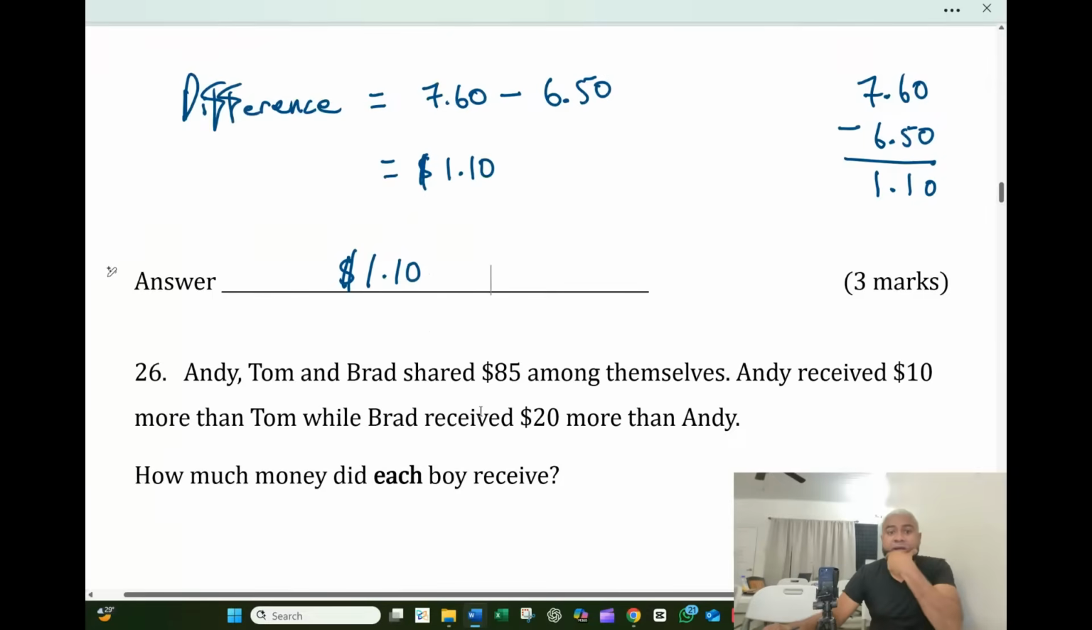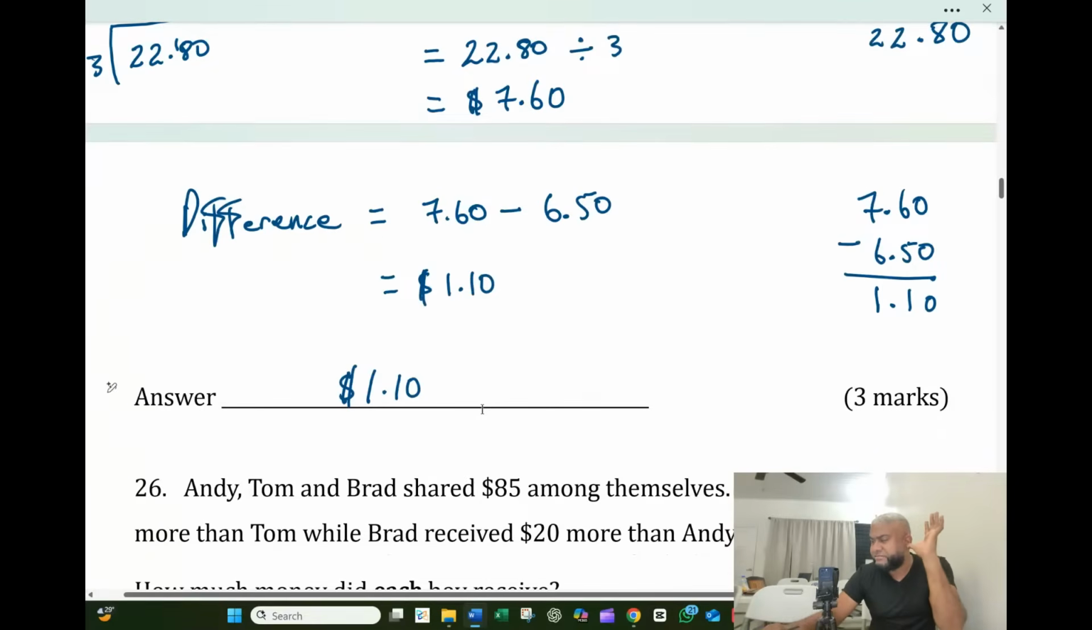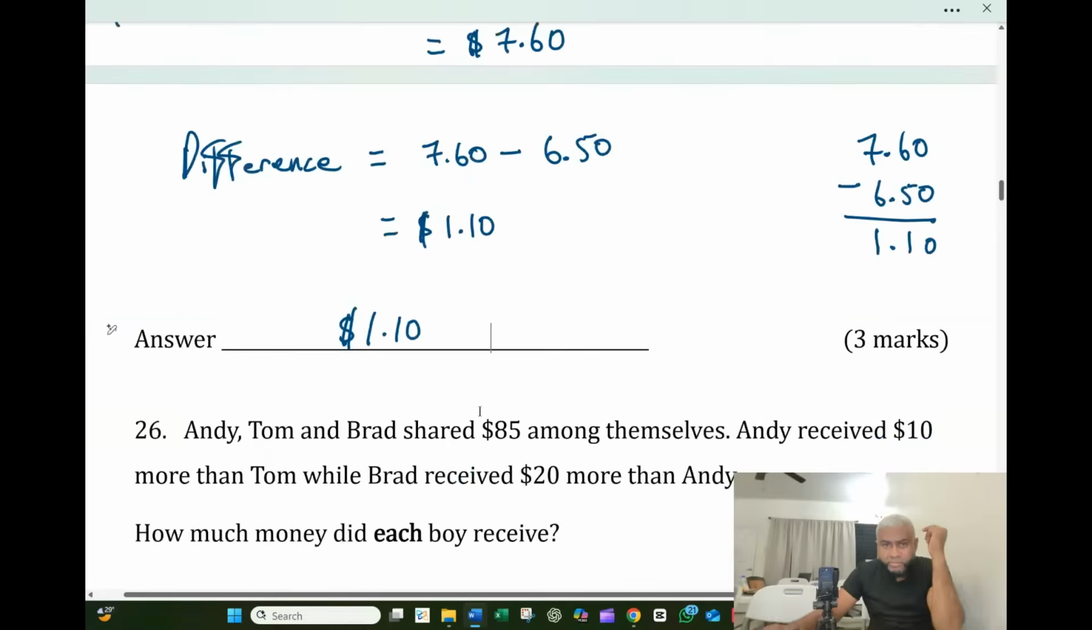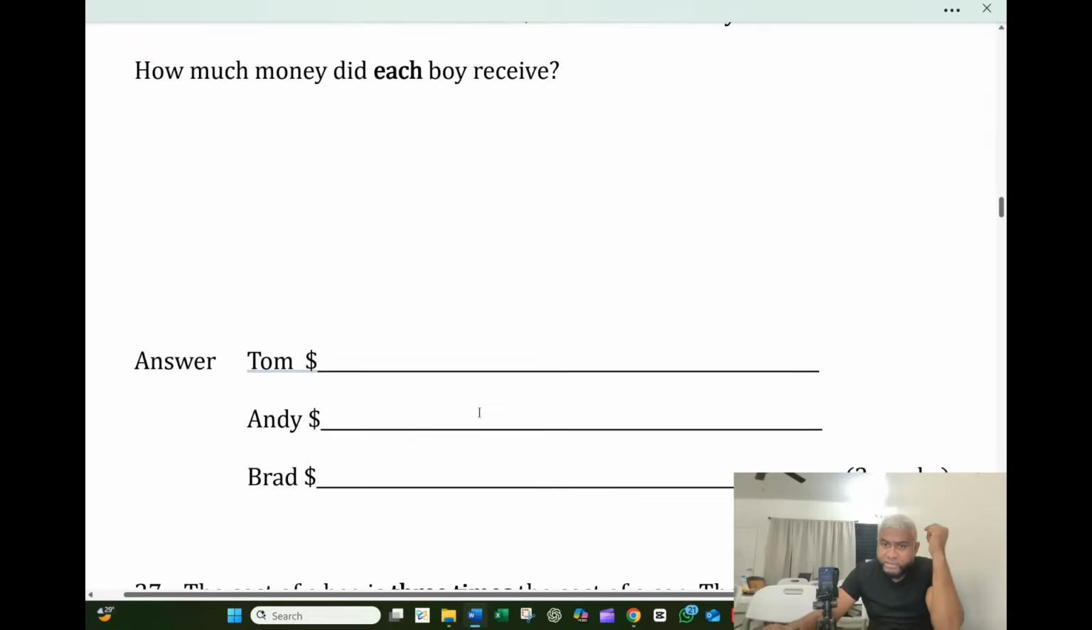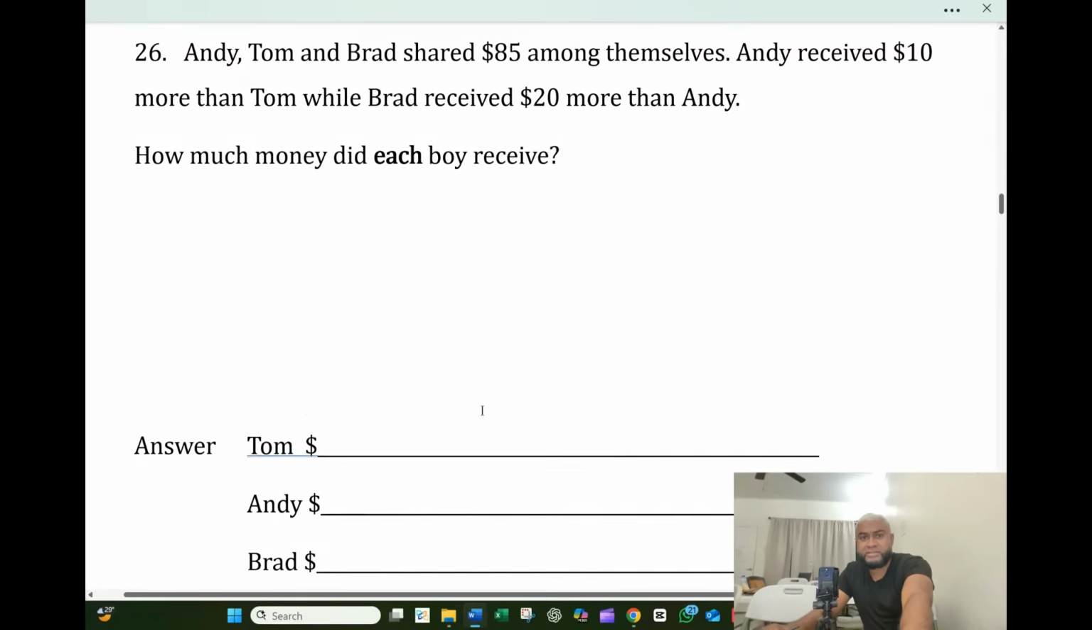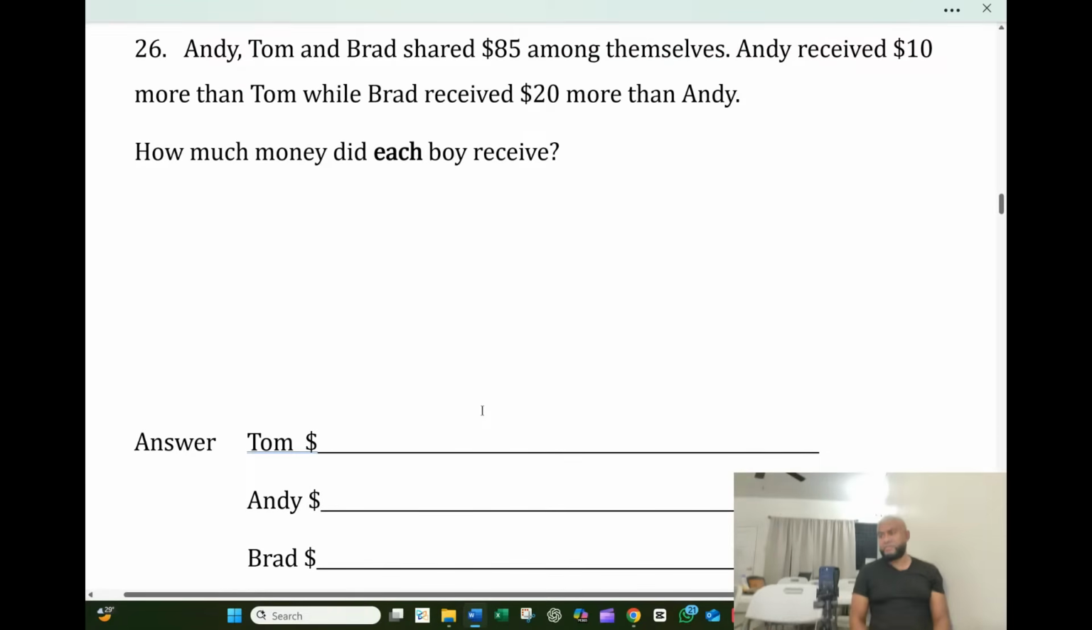All right, let's go. Let's stop. Anybody need to write? Raise your hand if you need to write. No? All right. How many marks is this one? 3 marks. All right, let's go. 3 marks, 3 minutes.